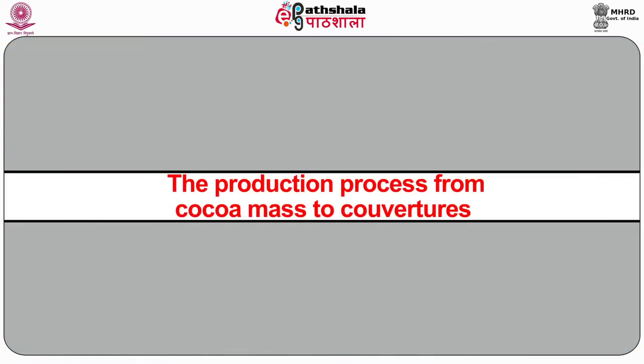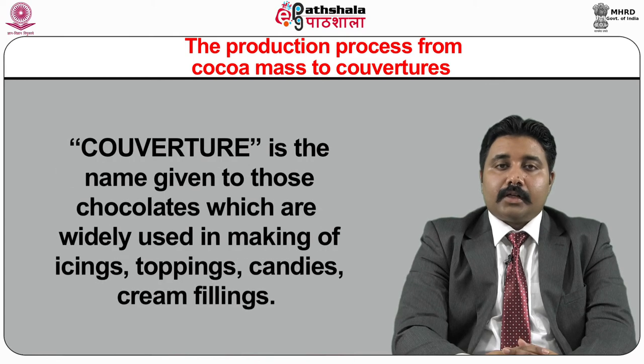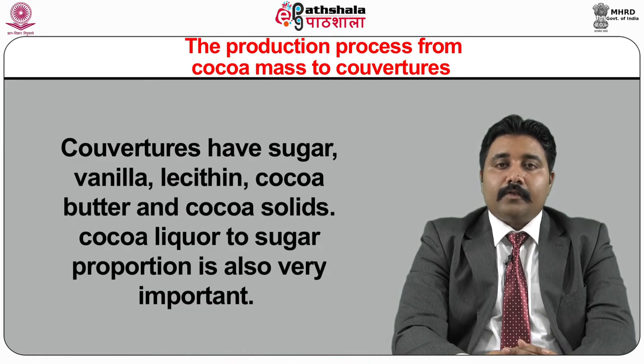The production process from cocoa mass to couverture. Fine chocolate should be a blend which has at least 40% of very high quality beans. Couverture is the name given to those chocolates which are widely used in making of icings, toppings, candies, cream fillings. Couverture has sugar, vanilla, lecithin, cocoa butter and cocoa solids.